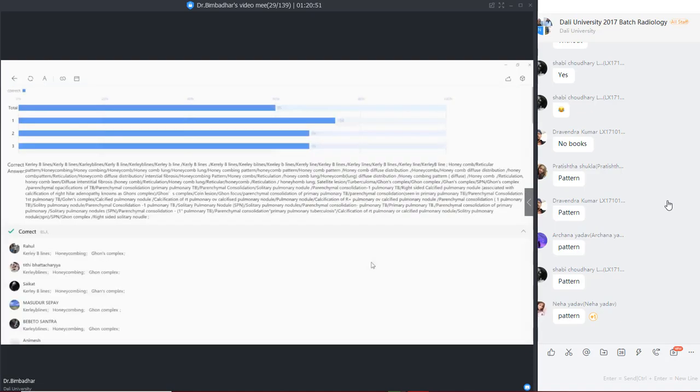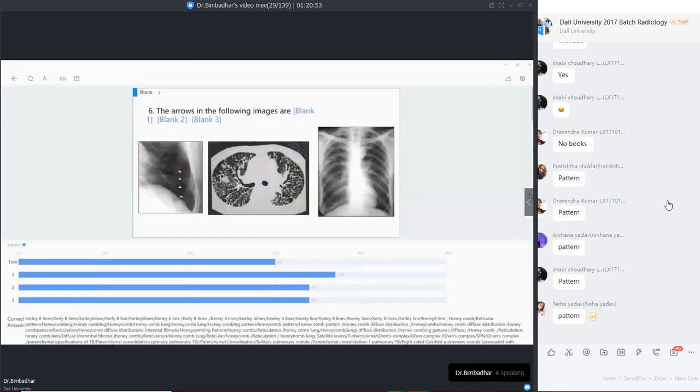Okay, this is a very, very classical image. You see here, I am looking at the lines that are running parallel, perpendicular to the pleural line, okay, which are actually the vascular markings seen in the periphery at the lung bases. Such kind of lines are generally called the Kerley B lines. Most of the people, yes, you got it correct.